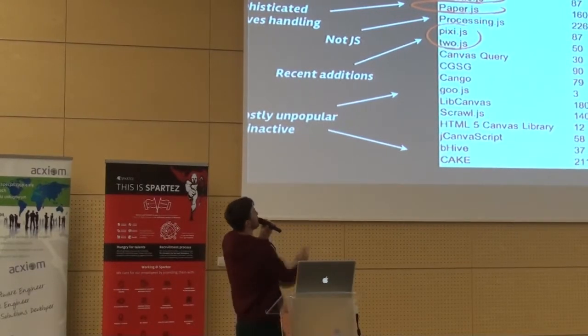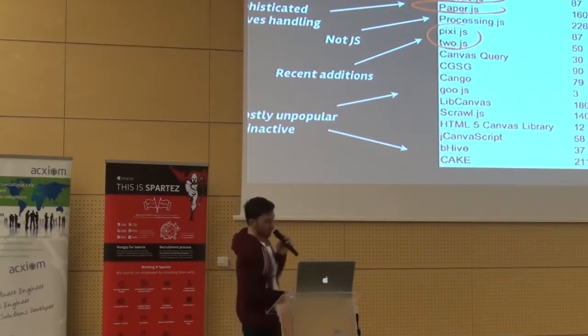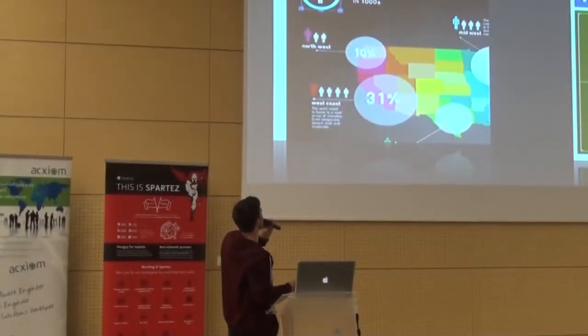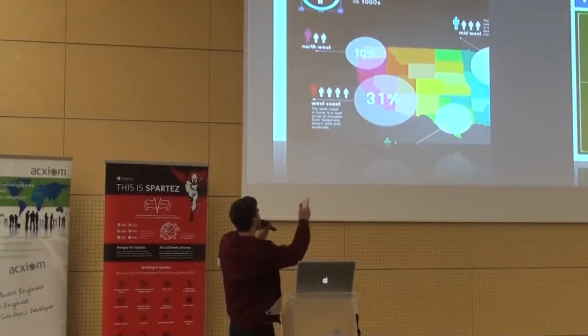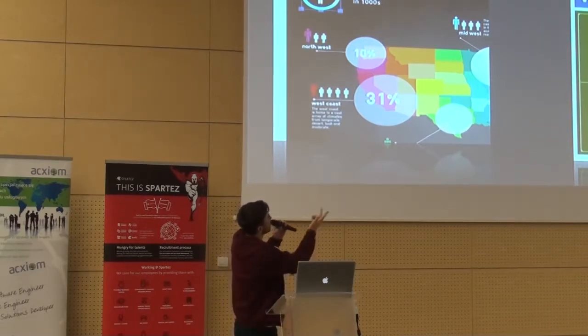And the rest of them are pretty inactive, so it's just those few of them on top that are in the business right now. So some of the things that people build with Fabric is, for example, an infographics designer. It's perfect. You want to create some kind of charts, type some text, position some stuff, set transparency maybe. It works perfectly. You can just drag objects by default. It was beautiful. Another one, soccer formation board.